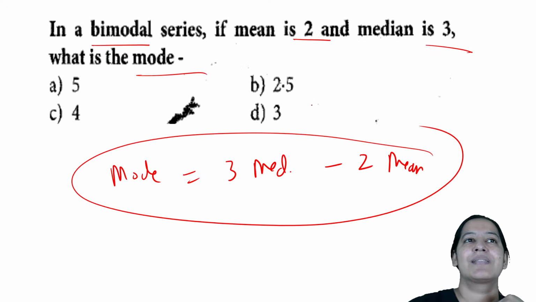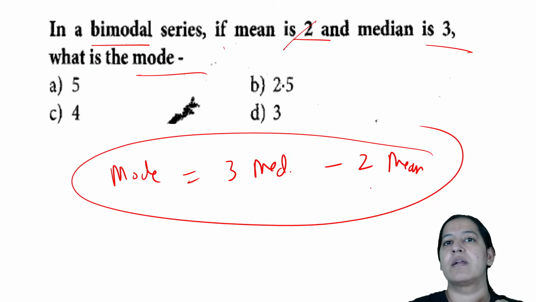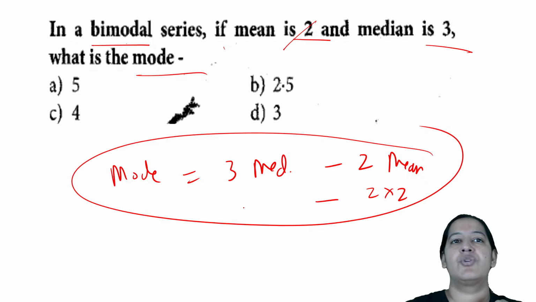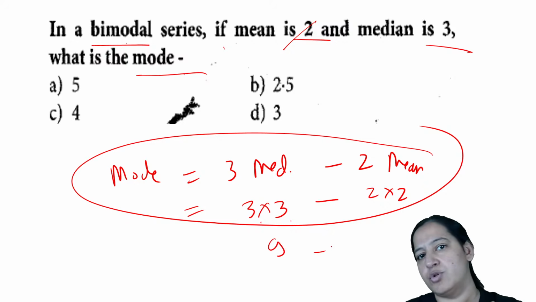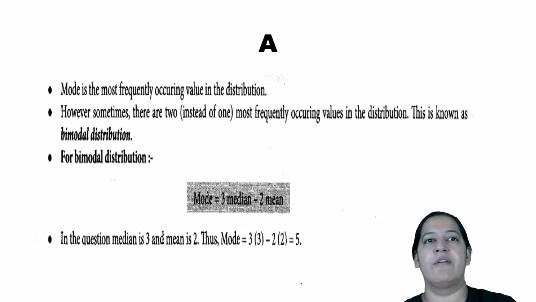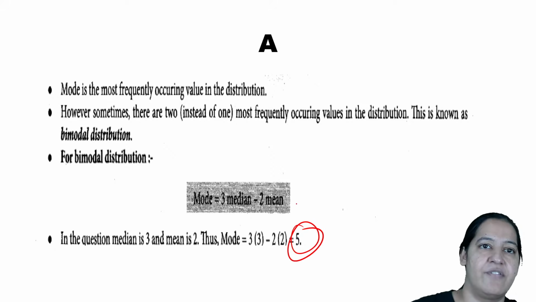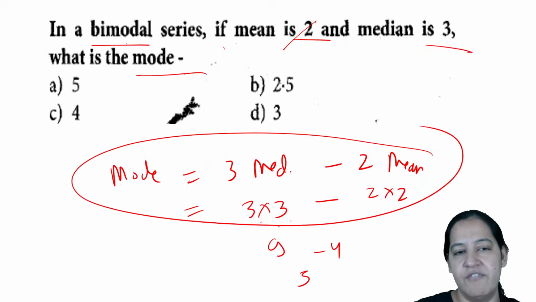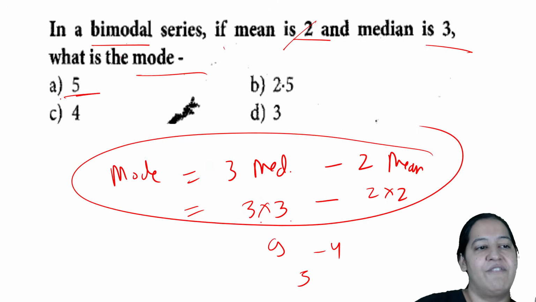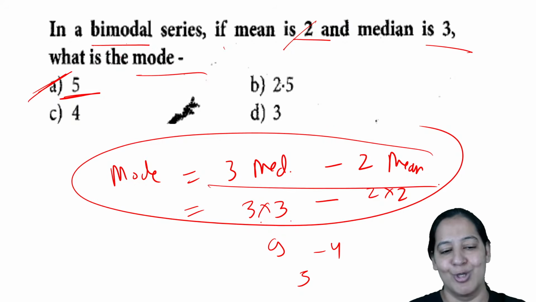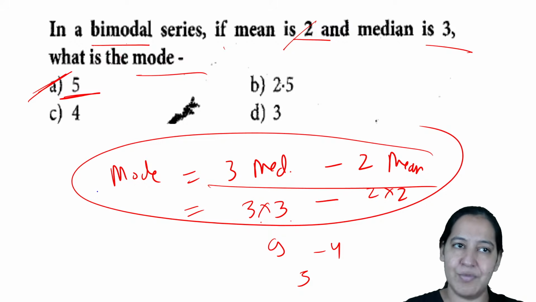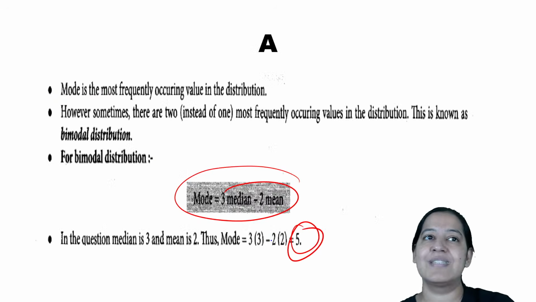Apply it. I'm asking in a bimodal series, if the mean is 2, so apply mean 2 here, 2 into 2, and median is 3, so 3 into 3. What is the mode? So 3 into 3 is 9, 2 into 2 is 4. So answer will be 5. So in that case, the mode will be 5. The correct answer here is A. Yes, Niranjan, you are right. So that is how this formula is also useful. I have told you this relationship for solving such questions.